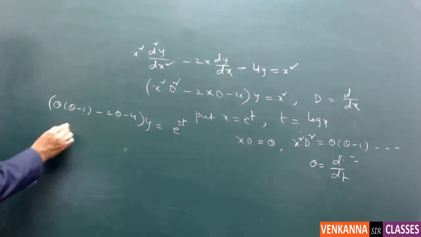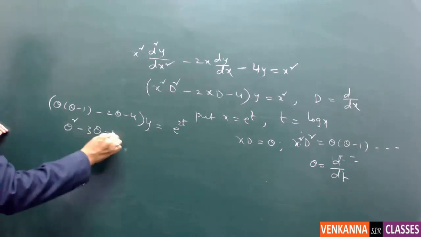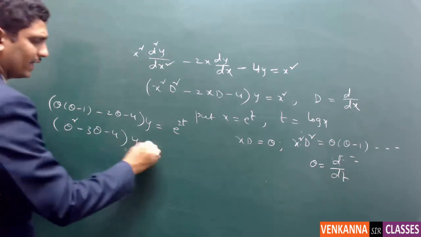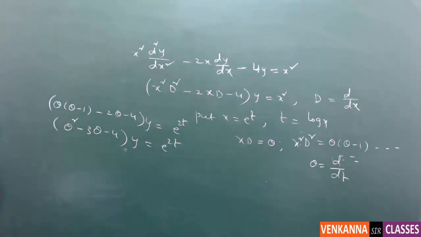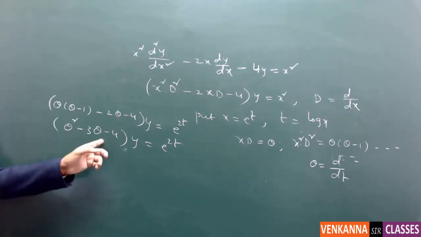And if you simplify this form, (theta square minus 3 theta minus 4) of y is equal to e power 2t. Any questions here? So can you find the complementary function yc here?